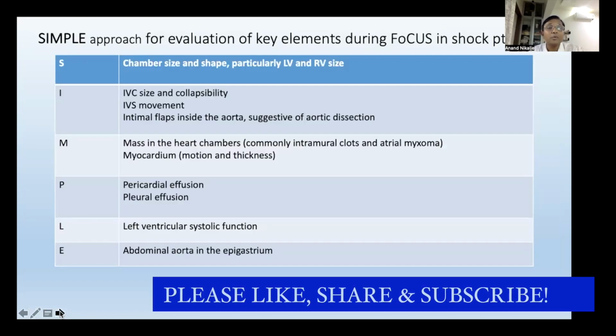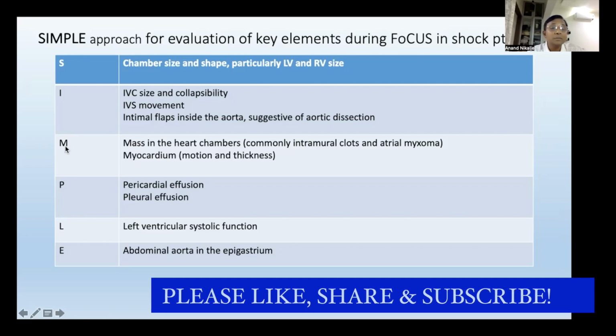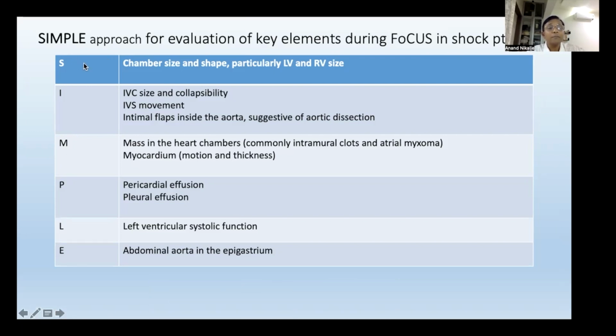SIMPLE is an approach to evaluate patients in shock, and all the letters in SIMPLE stand for some specific examination. S stands for chamber size and shape, particularly LV and right ventricular size. I stands for IVC size and collapsibility, interventricular septum movement, and intimal flap inside the aorta, which is suggestive of aortic dissection. So I stands for these three I's.